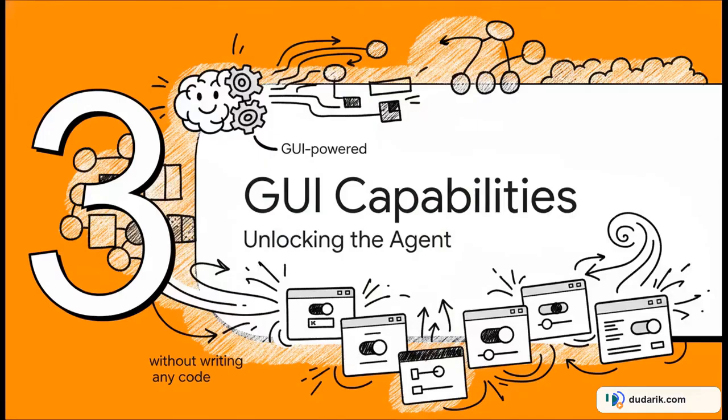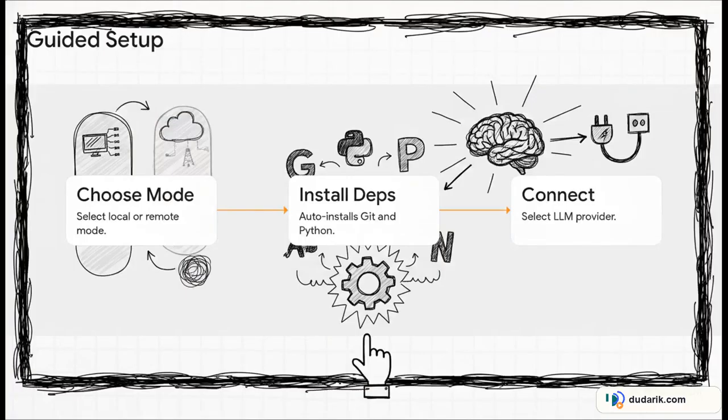Which brings us to Section 3, GUI-powered capabilities. Unlocking the agent. Okay, the real magic begins with the guided first-run setup. Instead of hunting down prerequisites like you normally would, the application completely hand-holds you through the complex installation process. You just choose between a local or remote backend. If you go local, the app automatically runs the official installer, seamlessly resolving dependencies like Git, Python 3.11, and Node in the background. Then you just select your LLM provider, and you are ready to go in minutes, no stress.